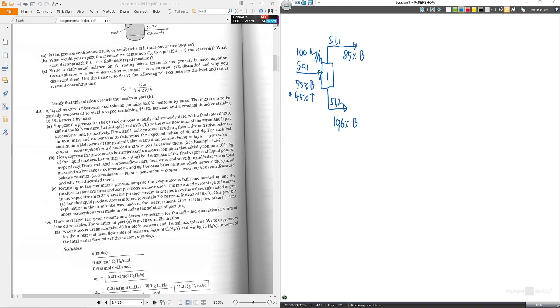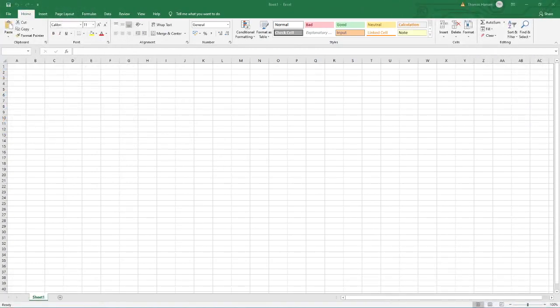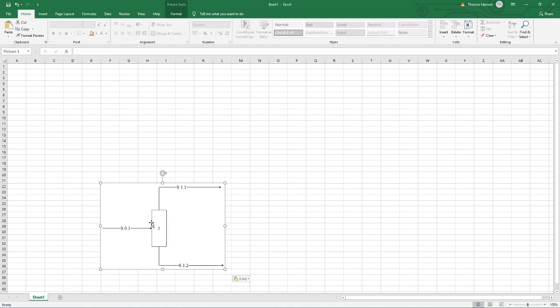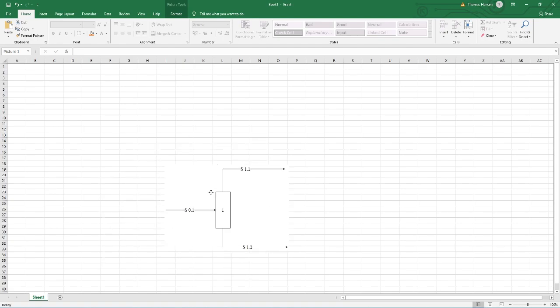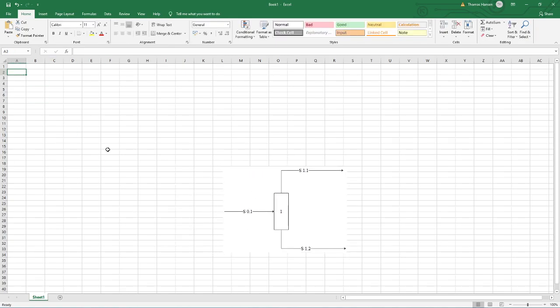So how would we approach that? Well, let me just cheat a bit. If we go to our Excel sheet, I have cheated and drawn the same one without the extra information about our streams, but this is just so we can remember which streams are which. So we have our stream 01, our stream 11, and our stream 12. Then we have the total mass in each stream.